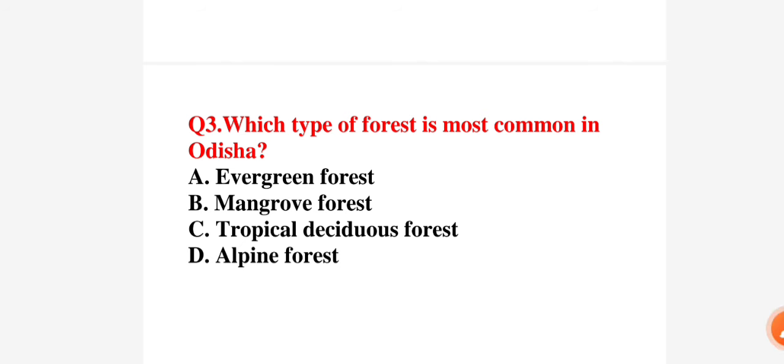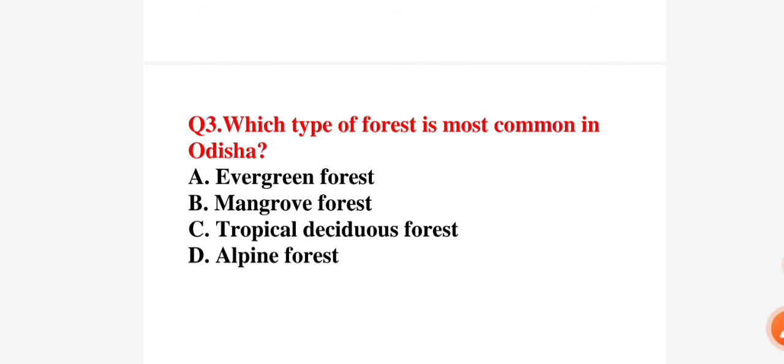Very important question. Option A, evergreen forest. This question has been asked in many exams. I have personally experienced. Option B, mangrove forest. Option C, tropical deciduous forest. And option D, that is alpine forest. So what will be the right answer here? So here the right answer is option C, tropical deciduous forest.